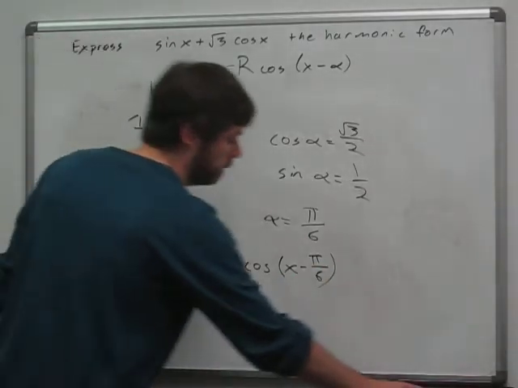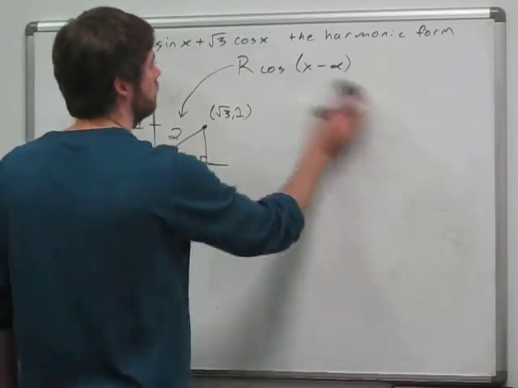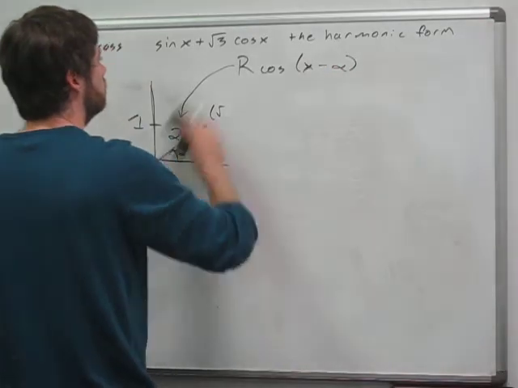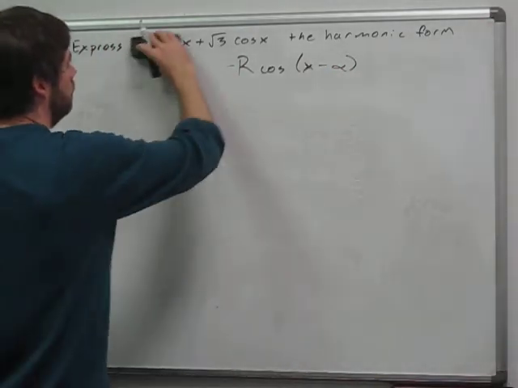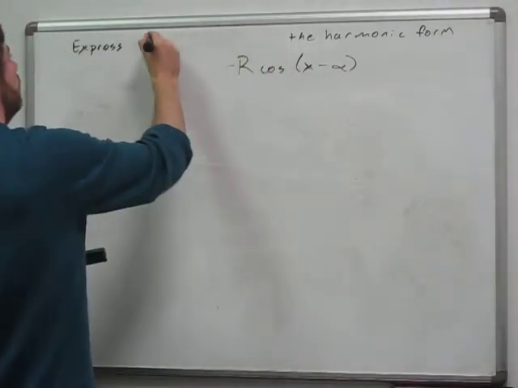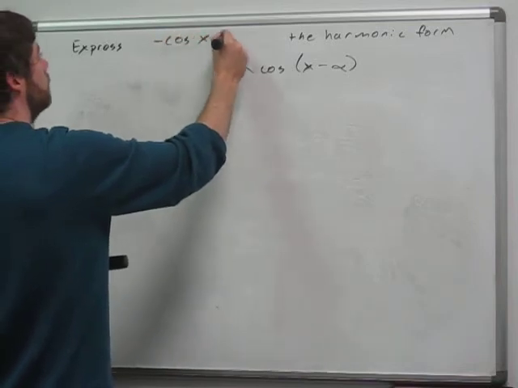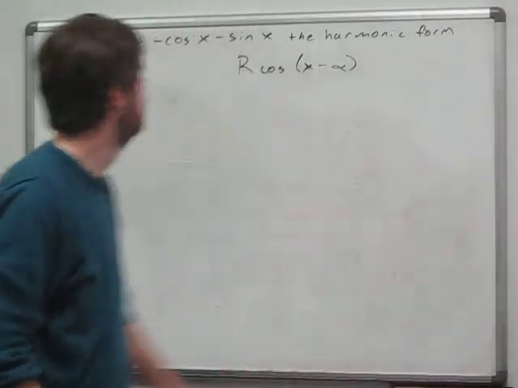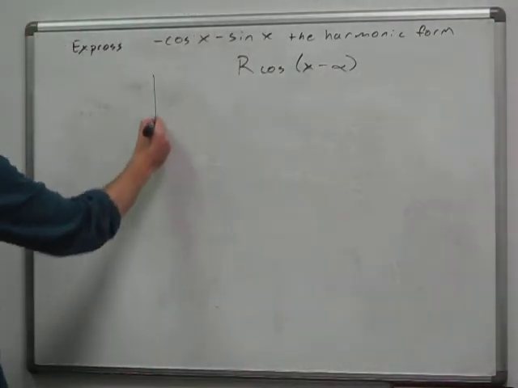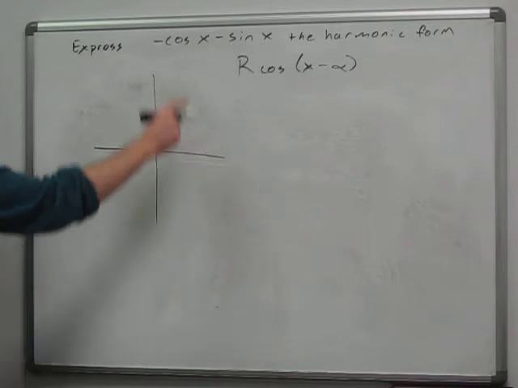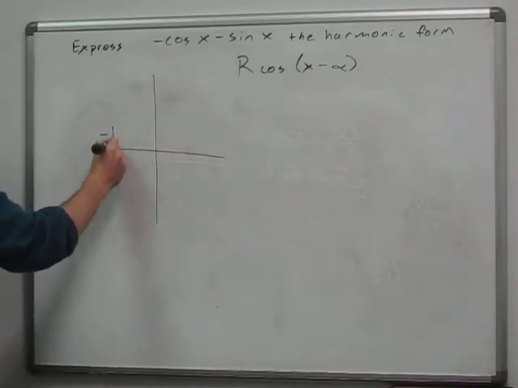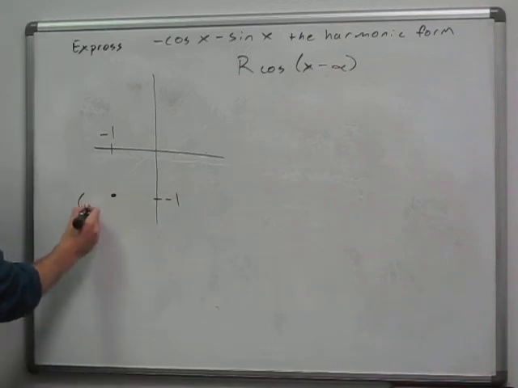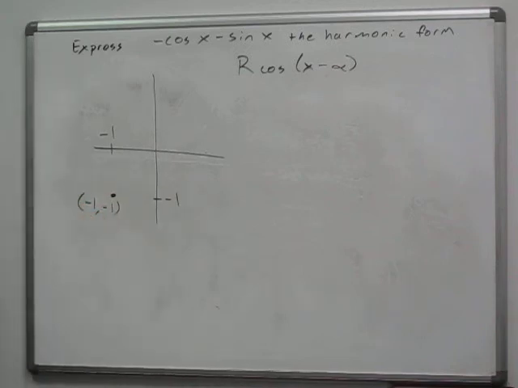Let's try another example. Let's try negative cosine x minus sine of x. So here's my coordinate plane. Coefficient on cosine is a negative 1. Coefficient on the sine is a negative 1. So that gives me the point negative 1, 1.